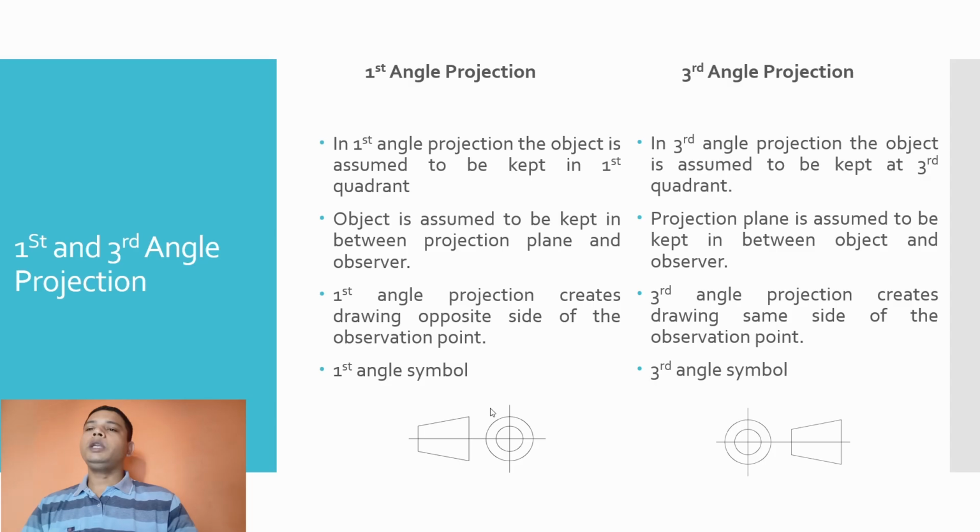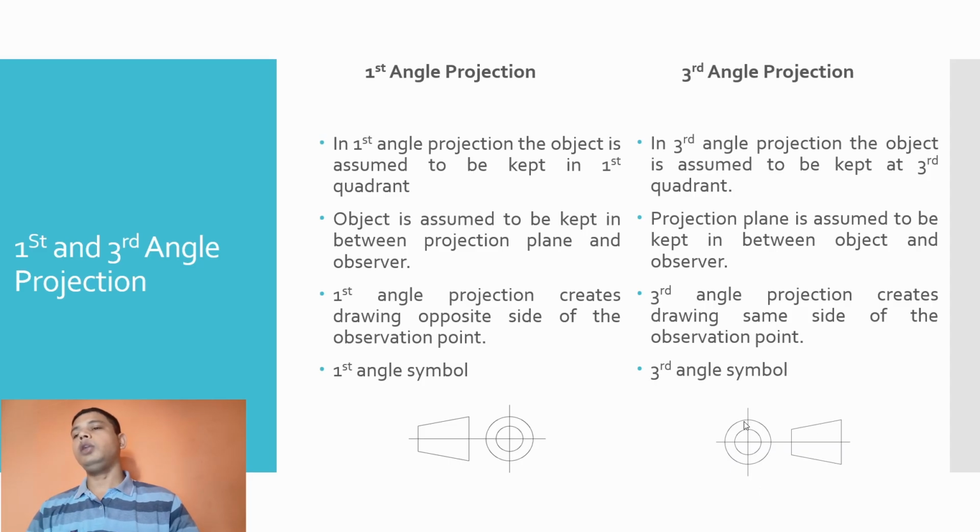So the object is assumed to be kept in between projection plane and observer. Here the projection plane is assumed to be kept in between object and observer. In that case, let's say this is the object, this is the plane of projection, and you are the observer standing here. That means whatever image will be generated in the plane of projection, that will be of this face.